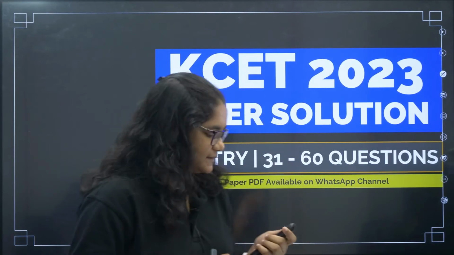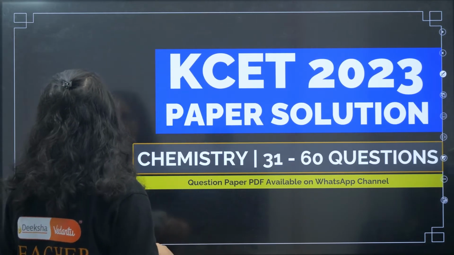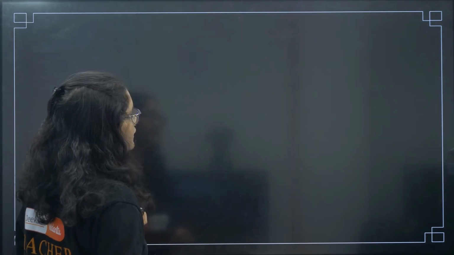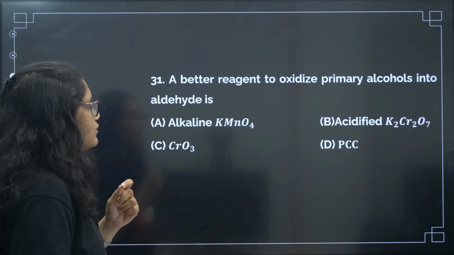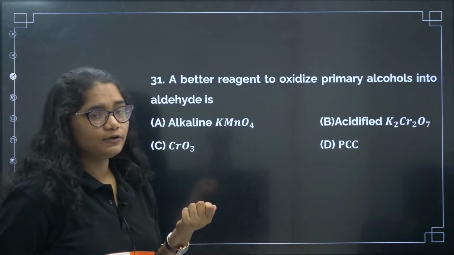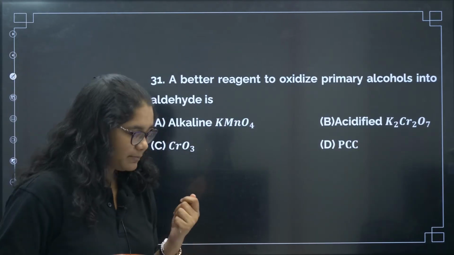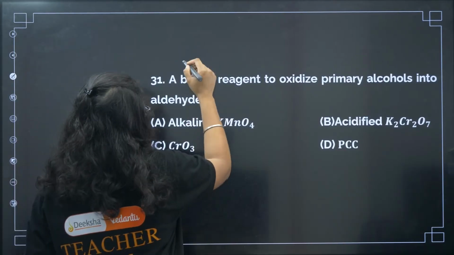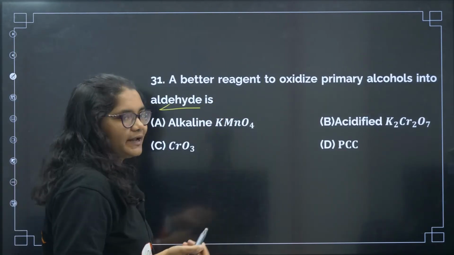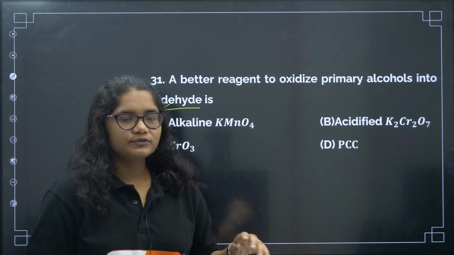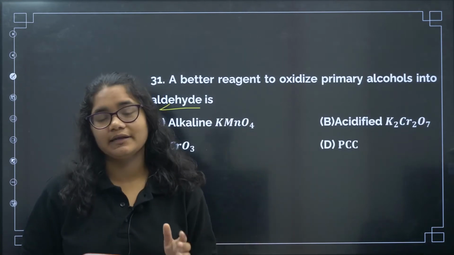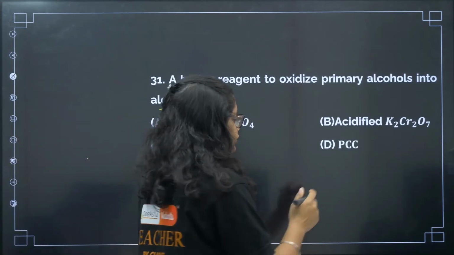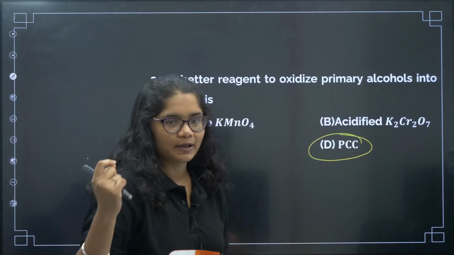Okay, so yes, now let's get started with the first question of today's, that is question number 31. A better reagent to oxidize primary alcohols into aldehydes. So this question is from your alcohols chapter also, aldehydes chapter also. The reagent used for primary alcohols to convert it into aldehydes is your PCC. Okay, I think everybody would have known this.